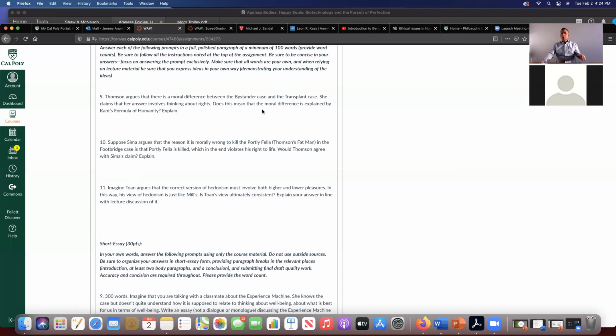So that's one way of answering this question. Another way you could go is to delve into her solution, unpack how the solution involves thinking about rights, and then maybe hint at, or at least mention the fact that Thompson claims that the formula of humanity is false, as seen in the loop case. So there is some leeway here, so long as you get the right answer.